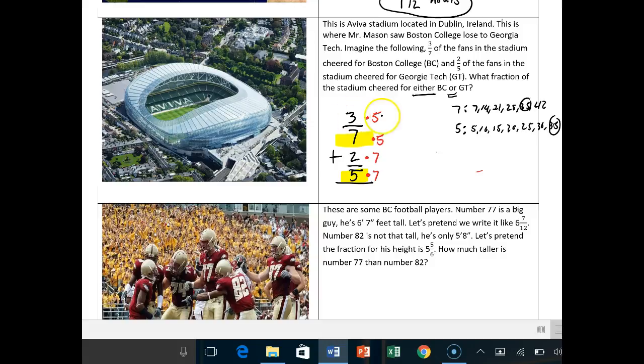So this fraction becomes 3 times 5 is 15 over 35, plus 2 times 7 is 14 over 35. And we add the numerators and keep the denominators. So 15 plus 14 is 29 over 35. Okay. Now, what are our units here? I guess 29 of 35 of the fans in the stadium. So 29/35 of the fans in the stadium rooted for either Georgia Tech or Boston College.